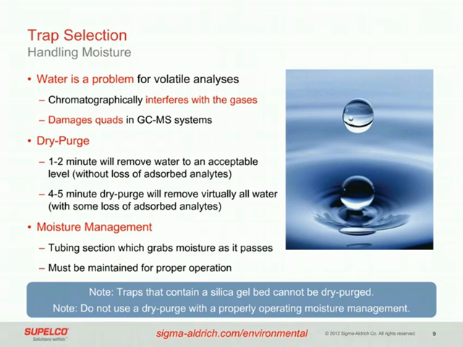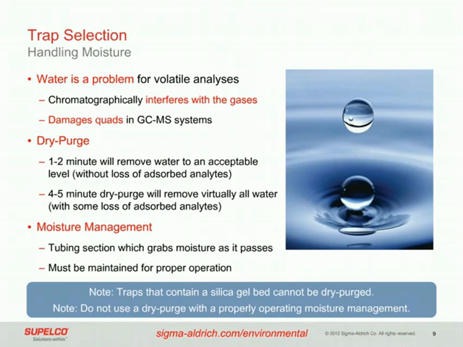Second option is using a moisture management system on the concentrator itself. This is a section of tubing, a specially coated section, which will grab the moisture as it passes through, and then it will eventually bypass that and vent that from the system. You must maintain the moisture management system so it has the proper operation.